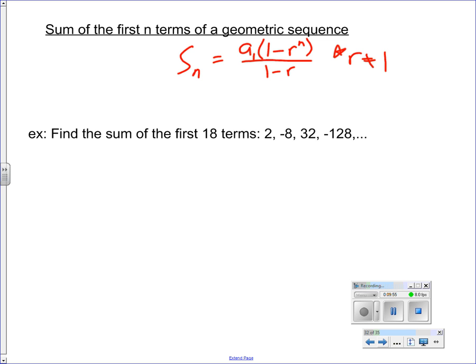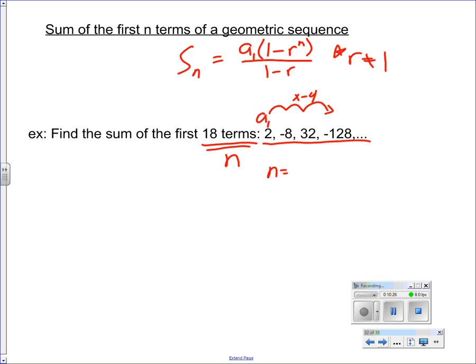So in an example, we're going to find the sum of the first 18 terms of this sequence: 2, -8, 32, -128. I can see my first term is 2, and every time I go to the next term, we're multiplying by -4. 2 times -4 is -8. -8 times -4 makes 32. 32 times -4 makes -128. So the pattern keeps going the same.